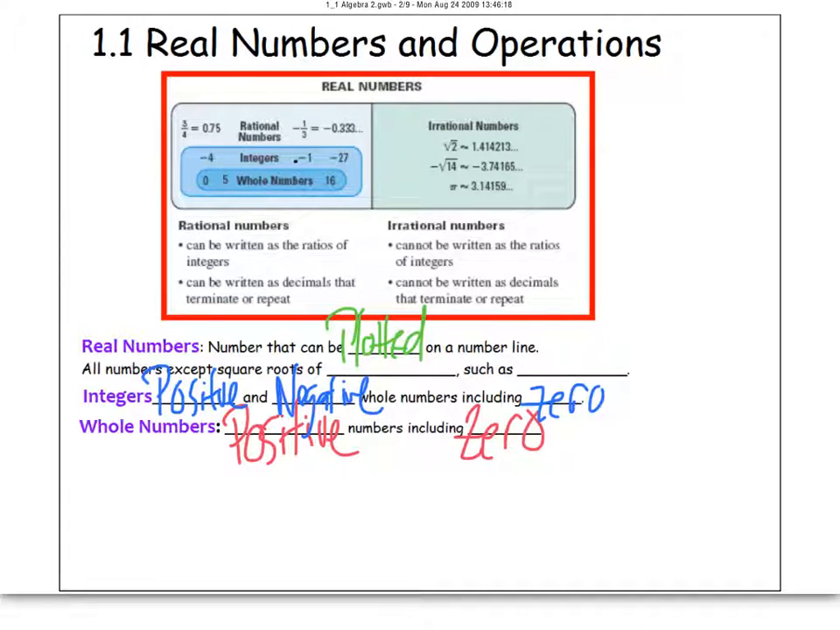So we typically say real numbers are numbers that can be plotted on a number line. They're all numbers except square roots of negatives. So an example of a number that might be a square root of a negative would be the square root of -2. This here is called an imaginary number, and we'll touch on that later in the year.